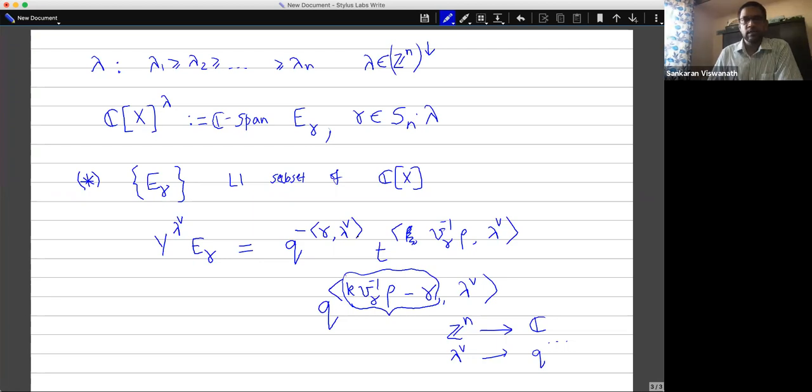So that lambda check, that y to the lambda check, when you act on the two e gammas, will give you two different eigenvalues. The power of q will already be enough to separate them. So they are a linearly independent subset, in fact, because they are eigenfunctions for this set of commuting operators with distinct eigenvalues.